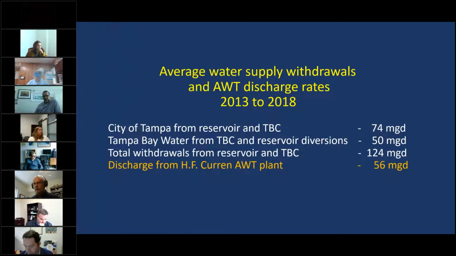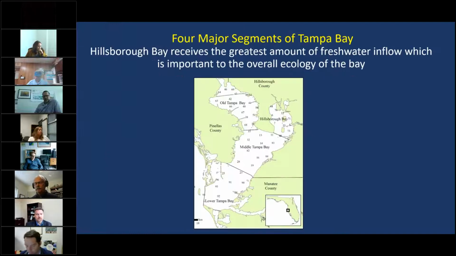So now let's talk about the ecology of Tampa Bay. Next slide, please. The city's wastewater treatment plant discharges on Seddon Channel, which is in Hillsborough Bay in the northeast corner of Tampa Bay. Both historically and currently, Hillsborough Bay receives the greatest freshwater inflow of the four main segments of Tampa Bay, in large part due to flows from the Alafia and Hillsborough rivers. Next slide.